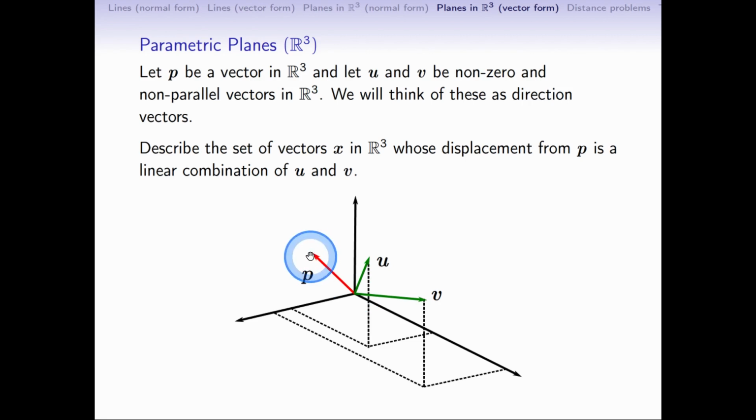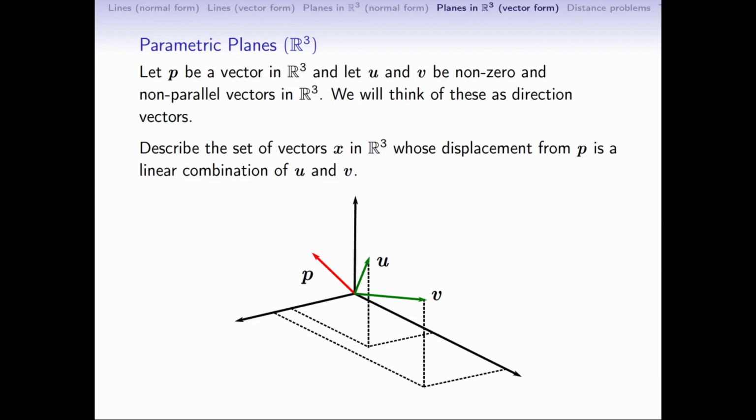And I'm going to generate all the other points in the plane by allowing myself to move away from P, not just in one direction, but in two directions. So I can move away from P using both the directions U and V, and in truth, linear combinations of U and V. So I can direct myself away from P using U and V and all of their various linear combinations.